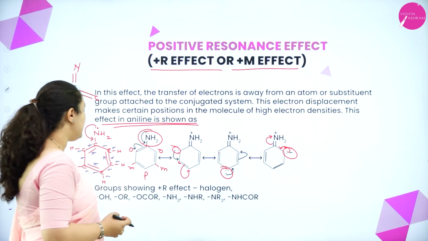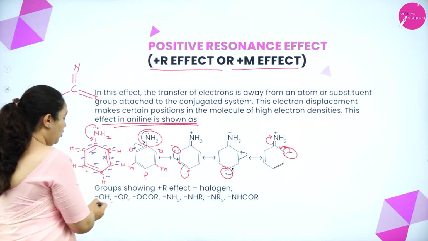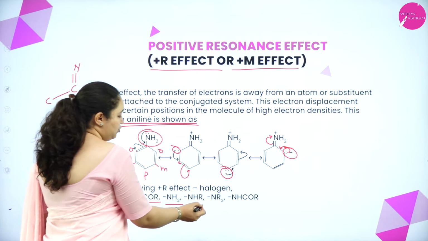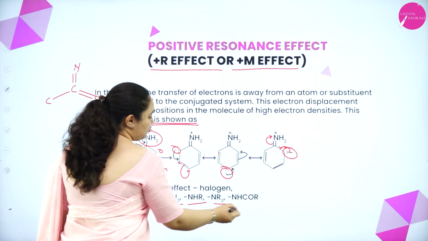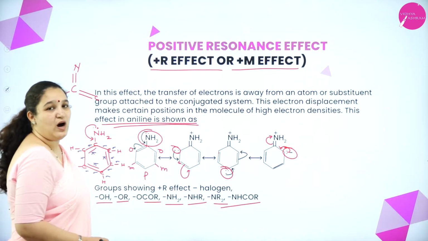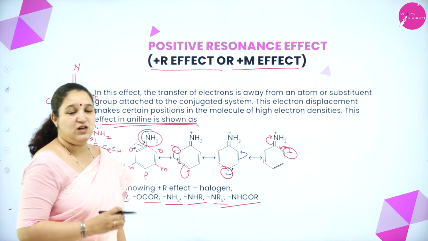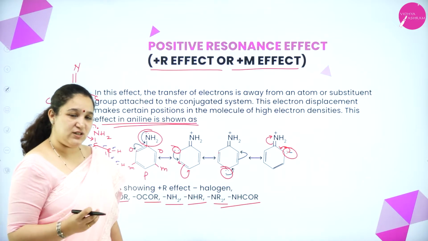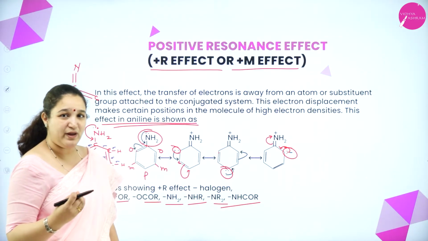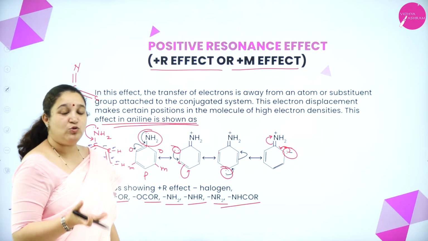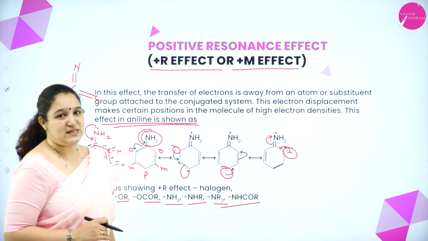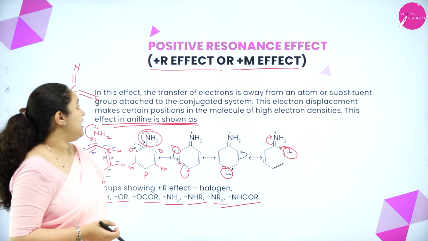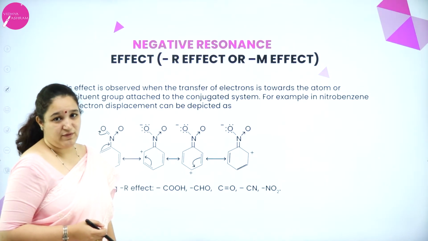The ones which show plus R effect are OH group, OR group, COOR group, NH2 group, NHR group, NR2 group, NHCOR group. All of these show positive resonance effect, or anything where the substituent contains a lone pair of electrons which it can donate to form a bond, then it will show plus R effect. So, I hope you have understood this. Next, we will see about the negative resonance effect.